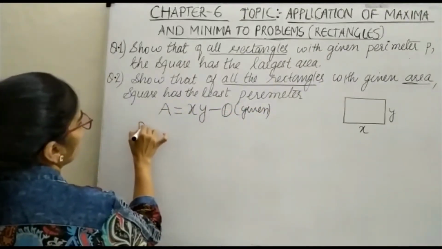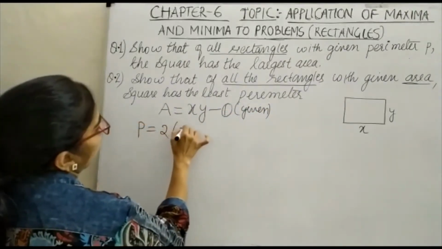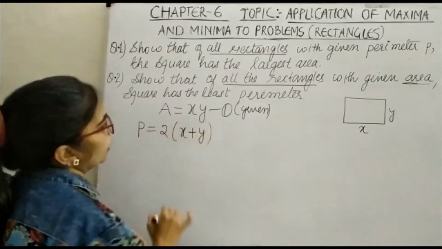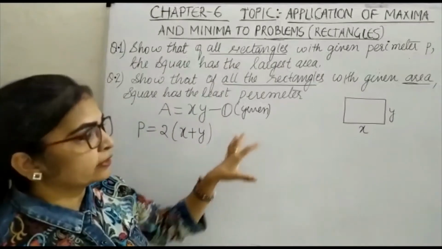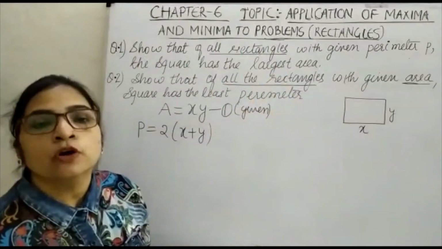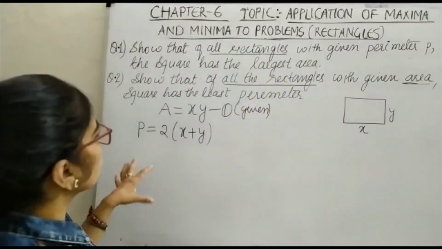What will be the perimeter? That is 2 into x plus y. आपको दिखाना है ये perimeter least है. कब least है? जब x is equal to y. That means this will get changed into square. So let us do this.